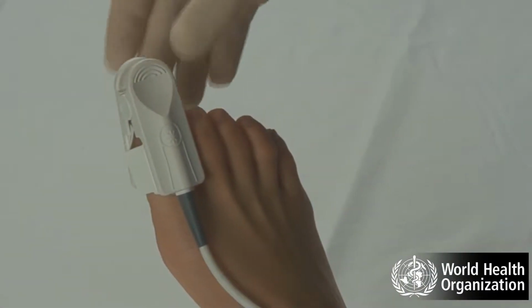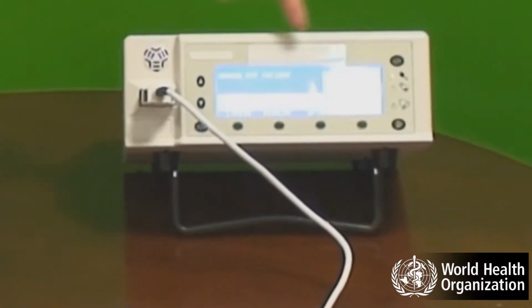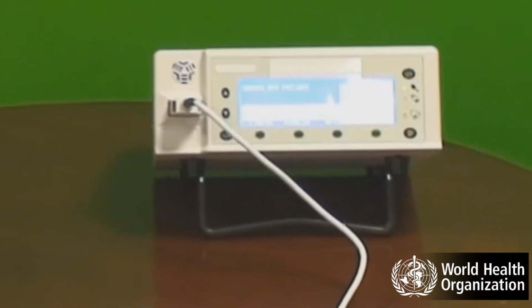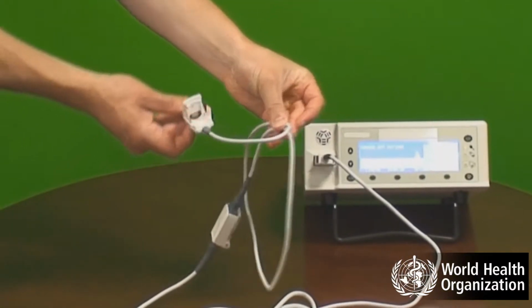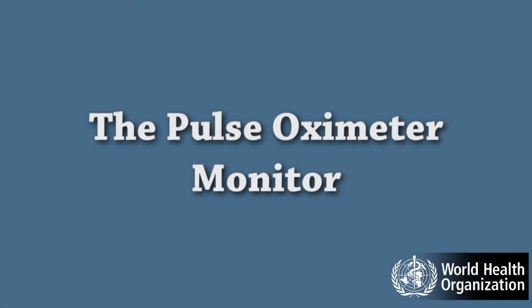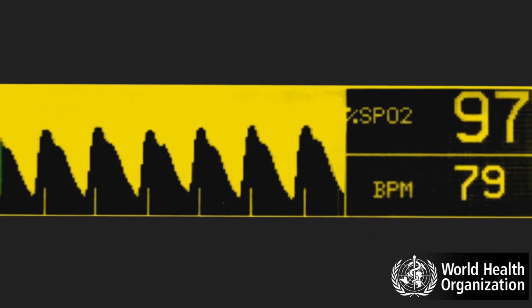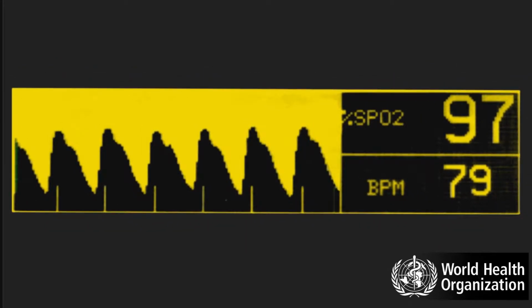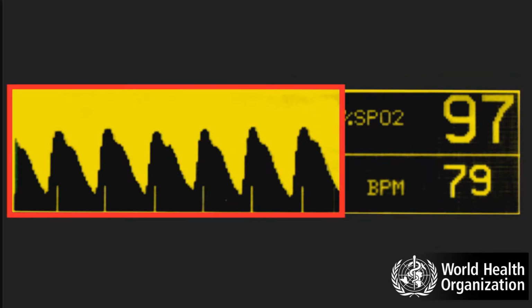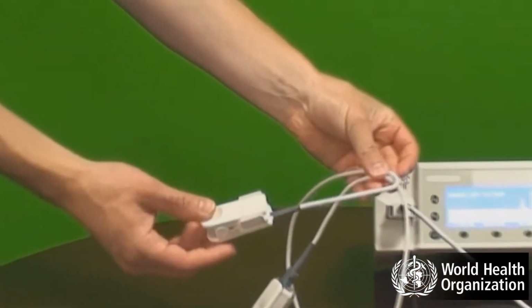The monitor and the probe. A pulse oximeter is made up of the monitor, containing the batteries and display, and the probe that senses the pulse. The pulse oximeter monitor. The monitor contains the microprocessor and display. The display shows the oxygen saturation, the pulse rate, and the waveform detected by the sensor. The monitor is connected to the patient via the probe.